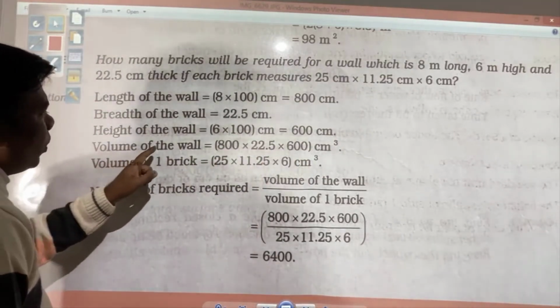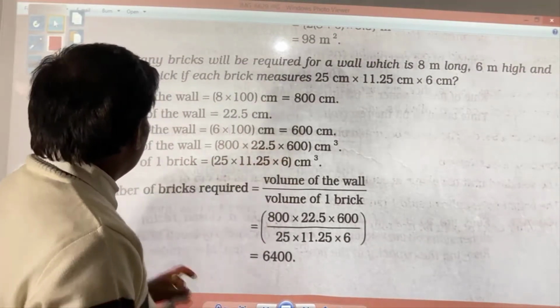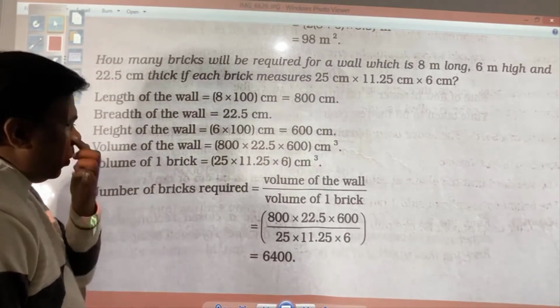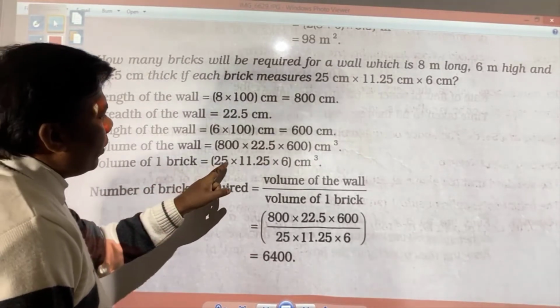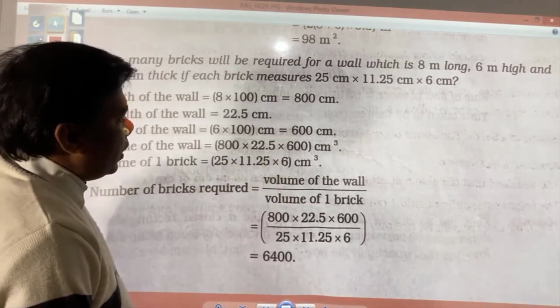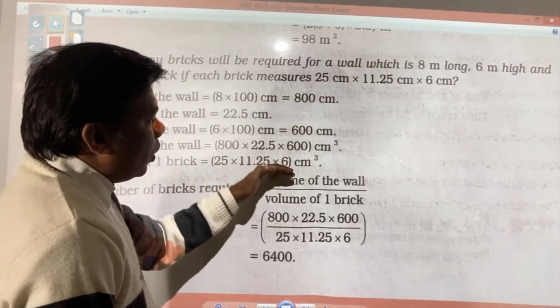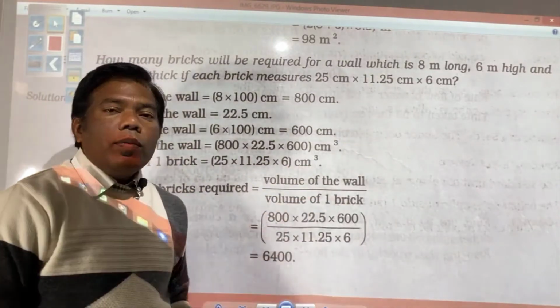Now volume of the wall will be 800 into 22.5 into 600, and volume of one brick is equal to what? 25 into 11.25 into 6 centimeter cube. Now number of bricks will be what? Volume of the wall divided by volume of one brick.